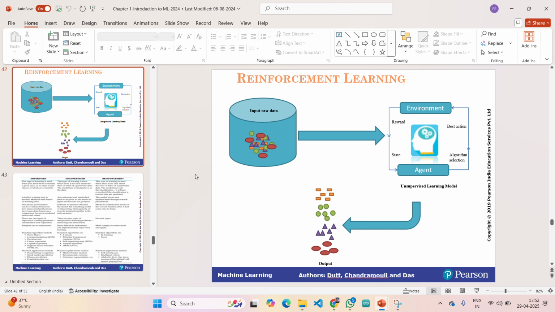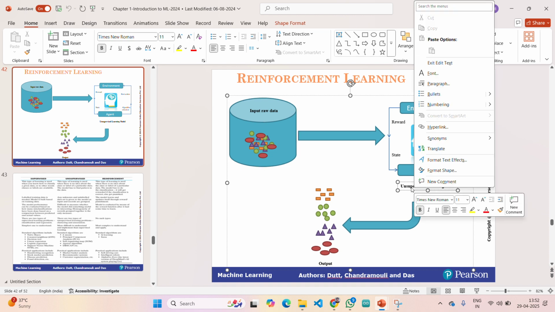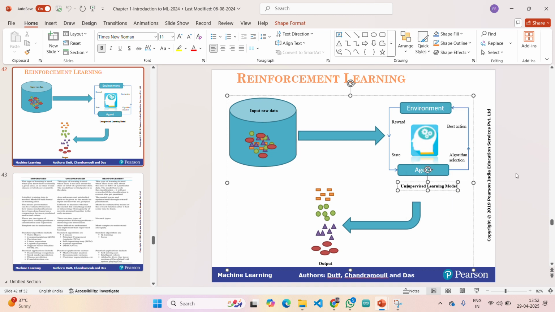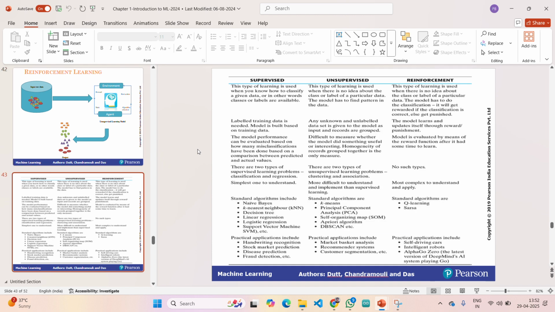Yes, coming to this reinforcement learning, the raw input data is not labeled or unlabeled. And for this, you are going to apply the algorithm. Actually, here the unsupervised learning model is mentioned. I think it is wrong. It is a completely different concept which we are not going to look at. Here you can see the differences between them. I have already explained all this. If you want, you can take a screenshot.